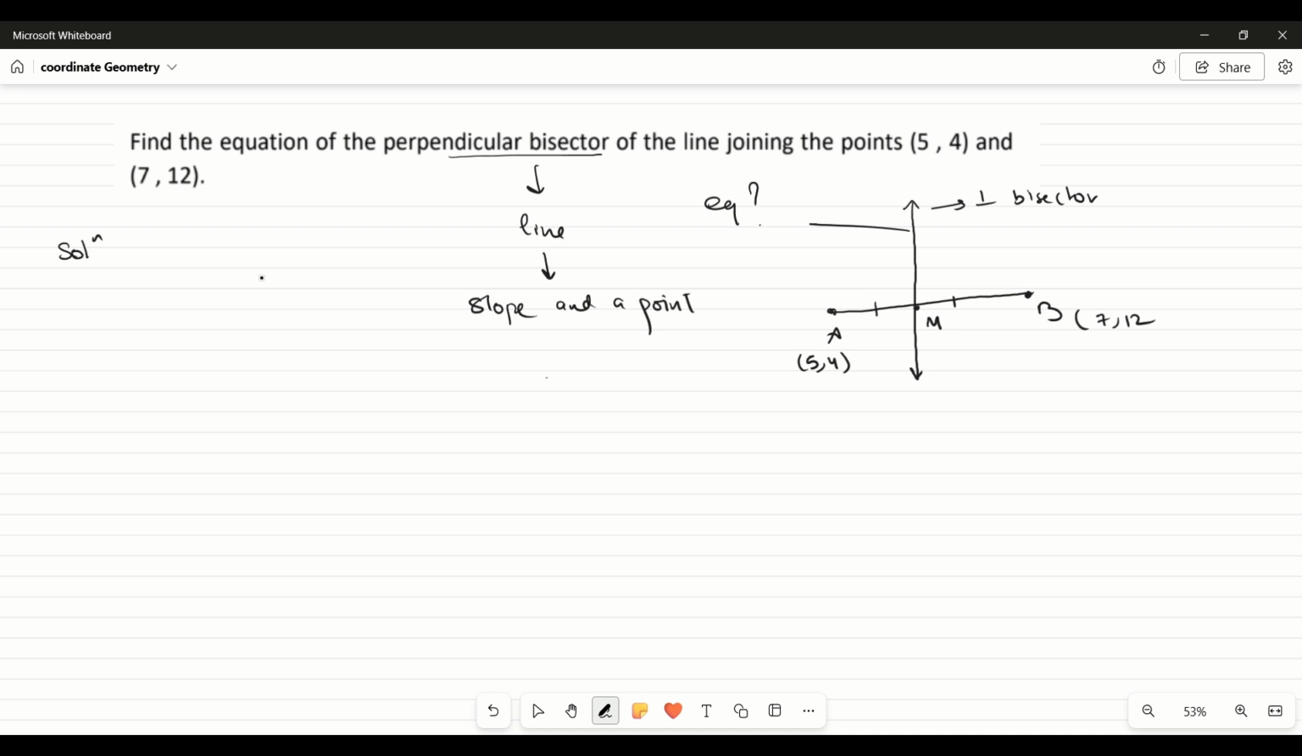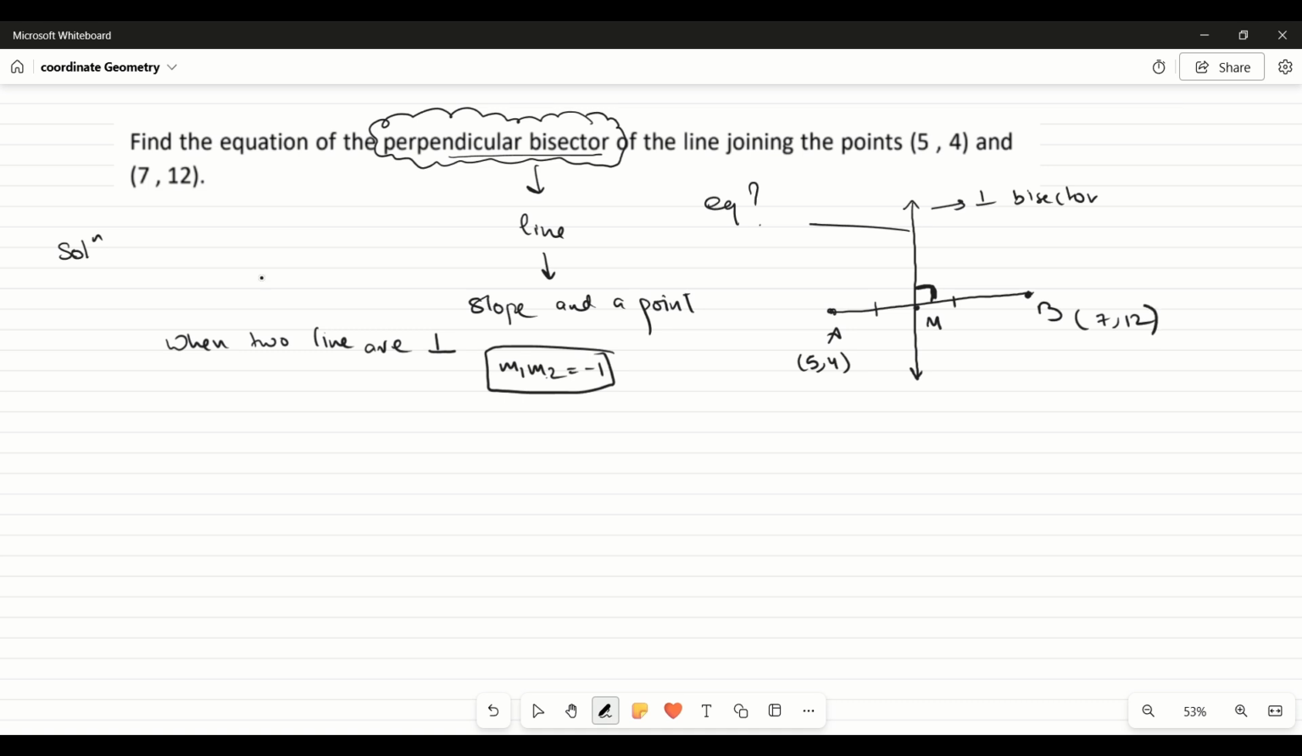So do we have the slope? No. Do we have a point for the perpendicular bisector? No. But remember this perpendicular bisector will help us to find the slope. So here, will it make 90° here? Yes, it will make 90° here. And we know that when two lines are perpendicular, the relation between the slopes is m1 times m2 equals -1.